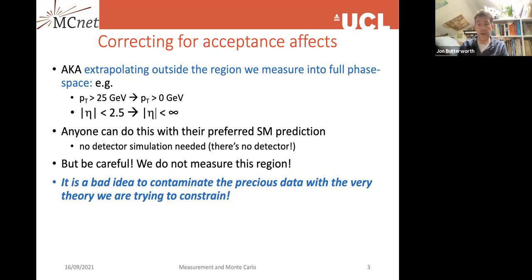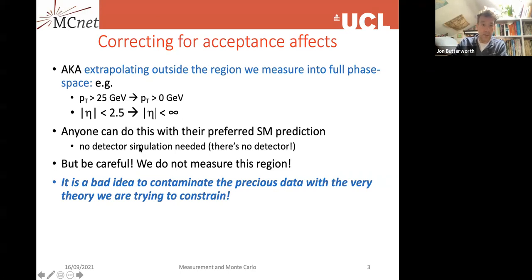So it's a very bad idea to do, say, the detector correction to particle level at the same time as you do the acceptance correction, all in one go. Then no one can ever untangle them, and you have essentially built into your data whatever Monte Carlo you used for the extrapolation.